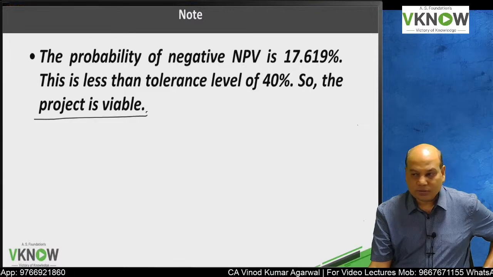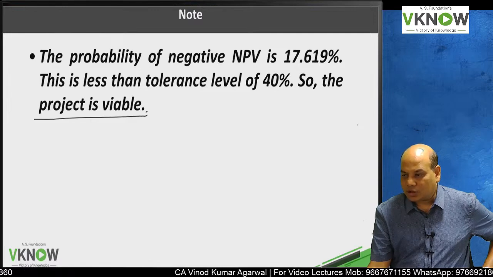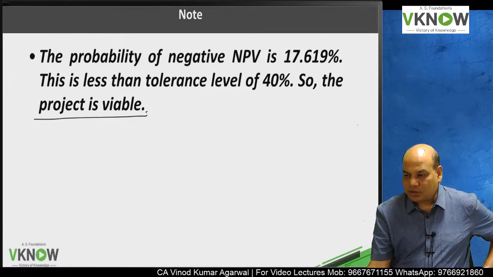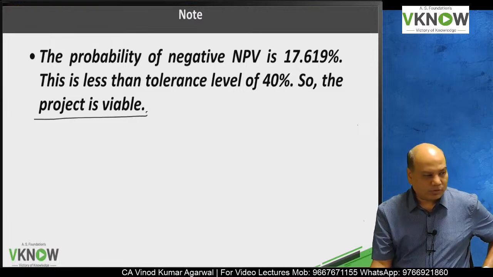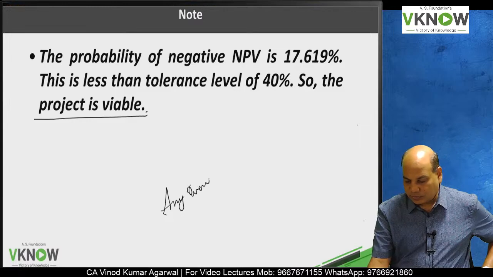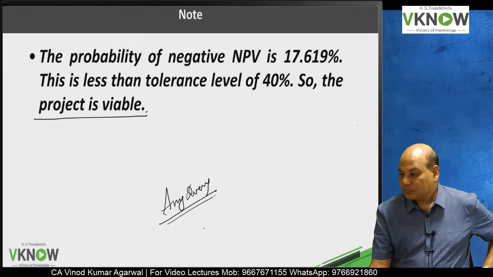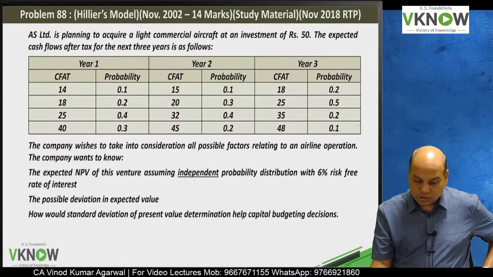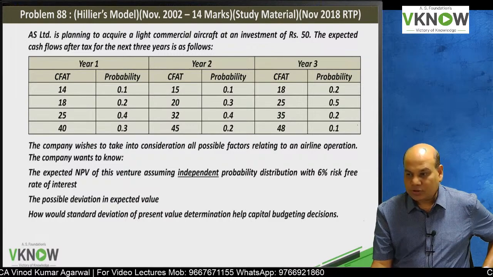Applying probability of NPV less than 0, we find that it is within our tolerance limit and we will say project is viable. This answer is over. Any query on this question? No queries. Okay, come to question number 88.